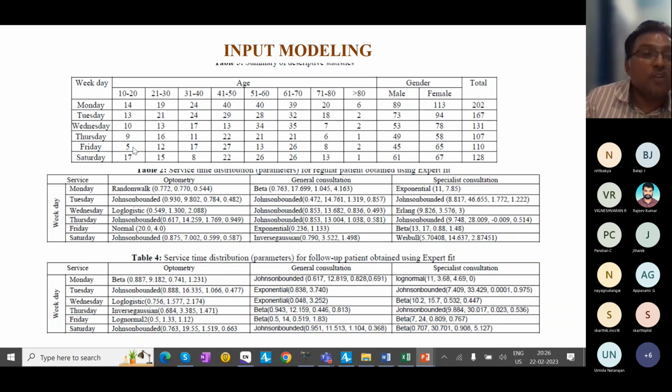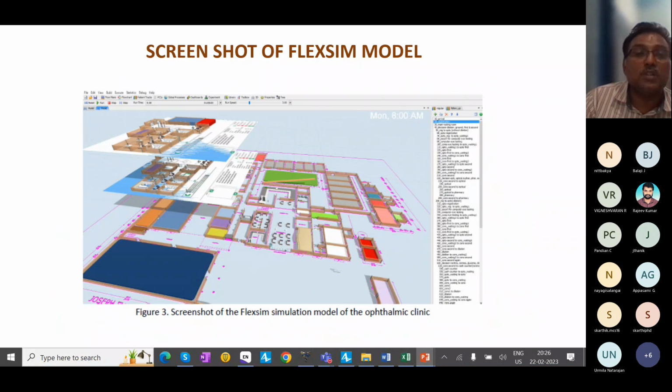And from the data collected, we need to fit a distribution to this data. On a Monday, when a patient visits optometry, this is the distribution. Tuesday, it's Johnson bounded, and these are the parameters connected with them. And maybe Wednesday it is lognormal because it varies. So with reference to this data, we are getting the patient arrival and service time distributions at different times, and service time distribution for follow-up patients. So this is for regular patients and this is for follow-up, first-time patients, new patients and follow-up patients.